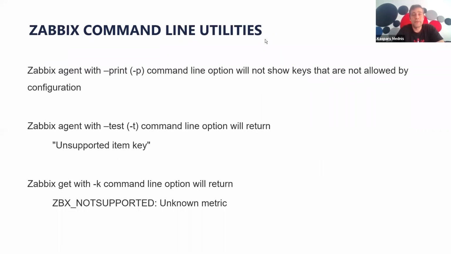Command line utilities, which are Zabbix agent or Zabbix get, will also not work. Zabbix agent with the print option will just ignore those keys and will not print any output. Zabbix agent with the test option will report back unsupported as expected. And if you try Zabbix get, it will report back not supported, because Zabbix get works just like a Zabbix passive check.